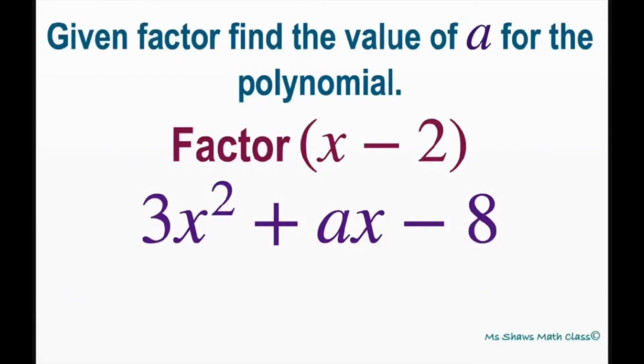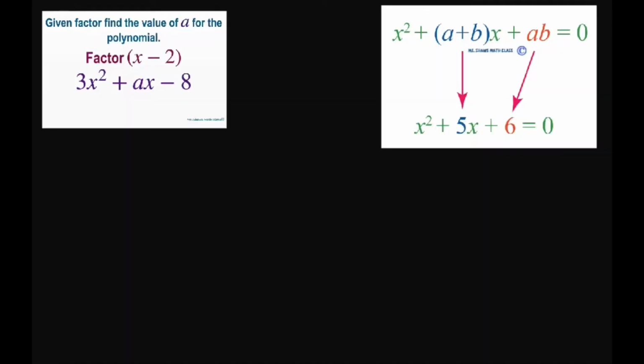Hi everyone. Given the factor x minus 2, we're going to find the value of a for our polynomial 3x squared plus ax minus 8. There's two different ways to do this. I'm going to do a little bit more complicated way first.